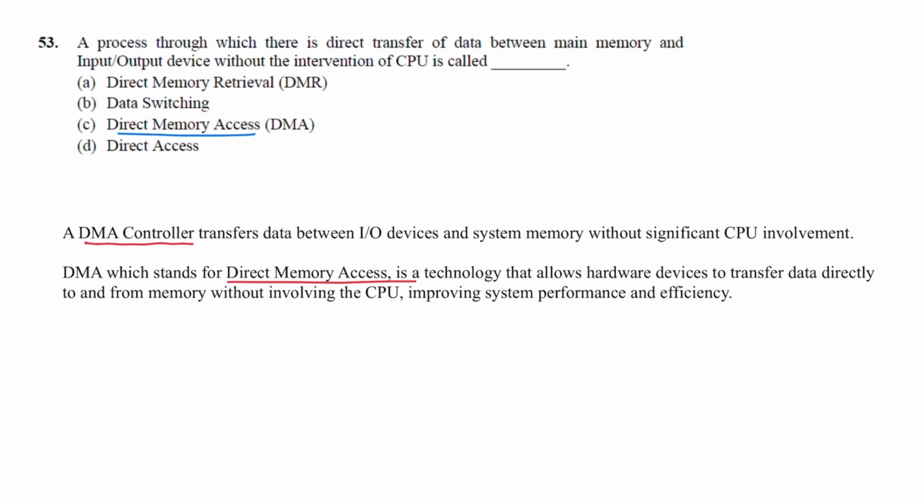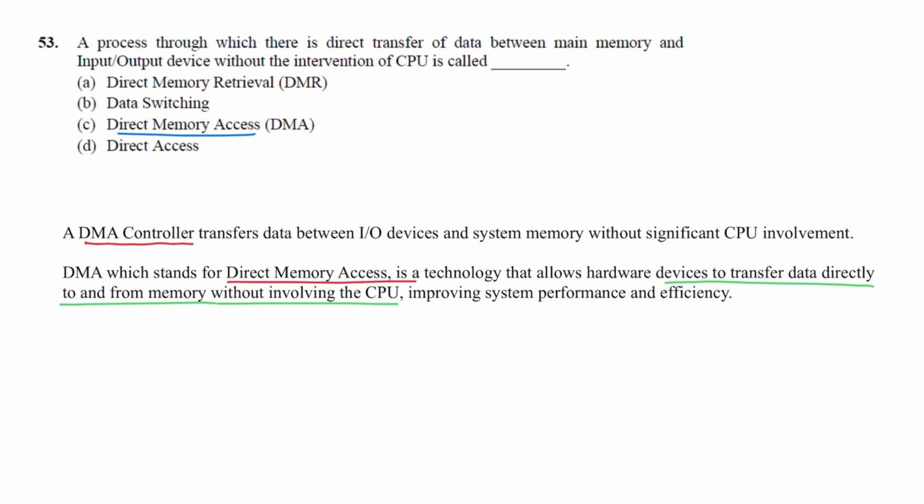Hardware can transfer data directly to the memory or from the memory without involving the CPU, thereby improving system performance and efficiency. Correct option is C. So DMA, direct memory access, where the input device or output device can share data with main memory without the intervention of the CPU.